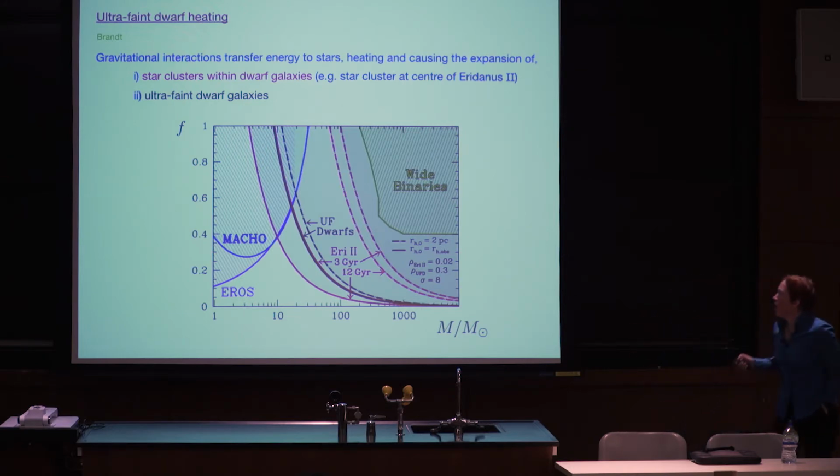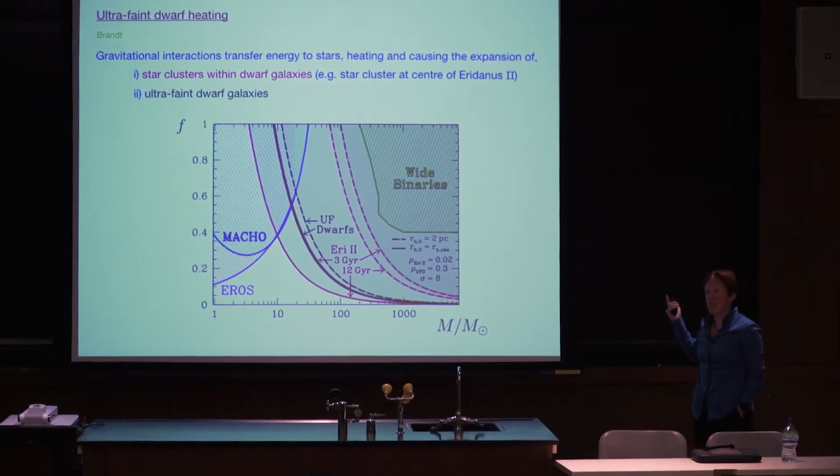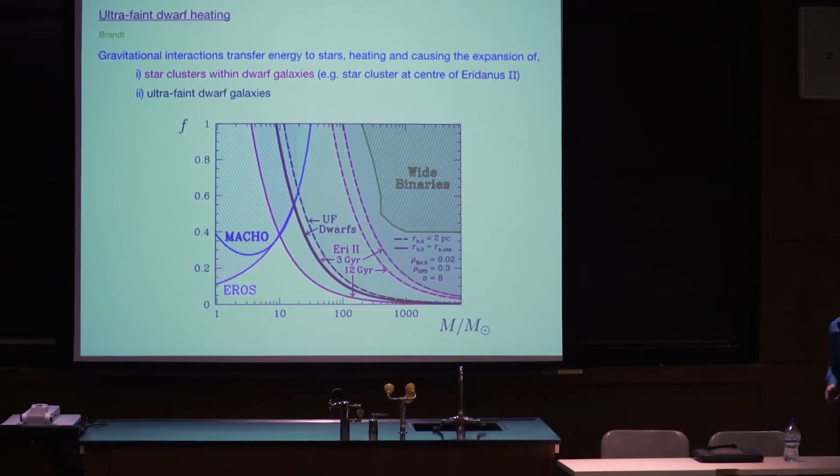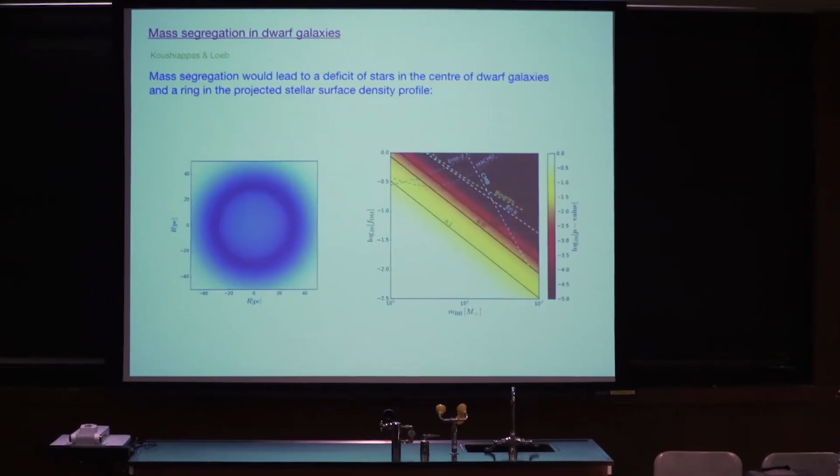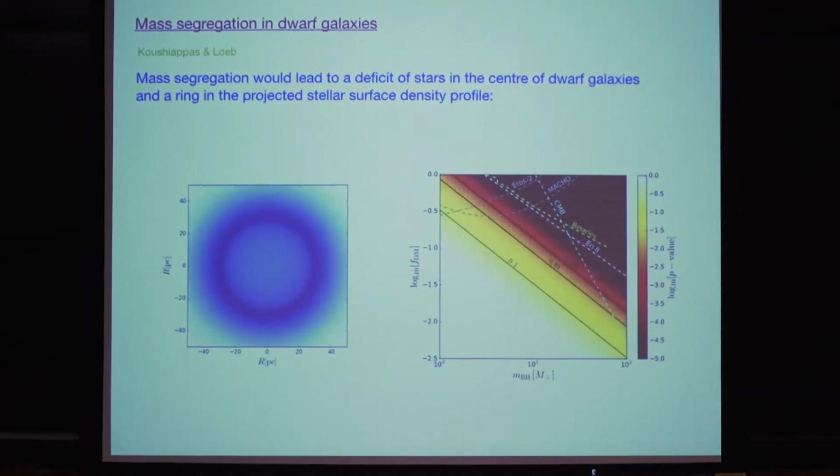So all of these constraints I'm going to be talking about have astrophysical uncertainties, and for one of them, the one I've actually worked on, I will mention those explicitly. And it would be good to have some really robust constraints in this region. So yeah, it's a good point you're making. So yeah, that was mass segregation.